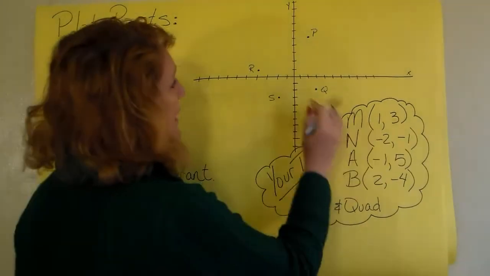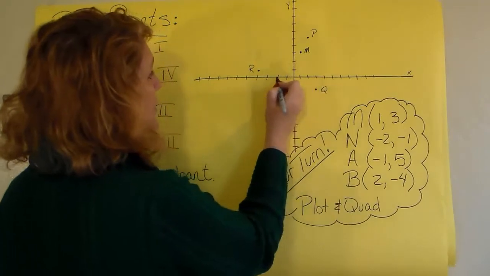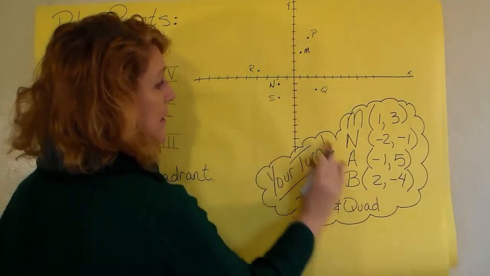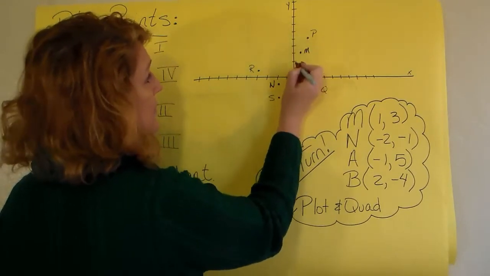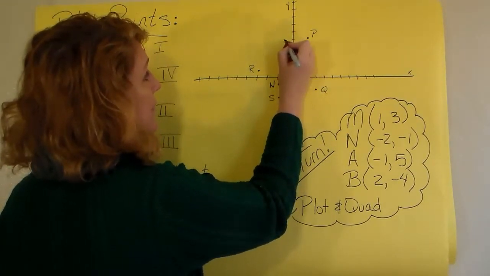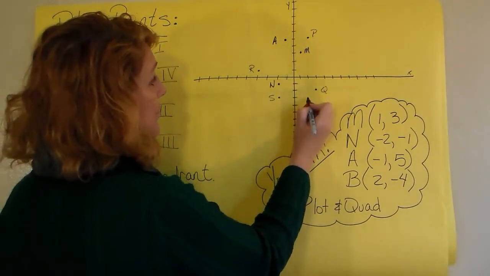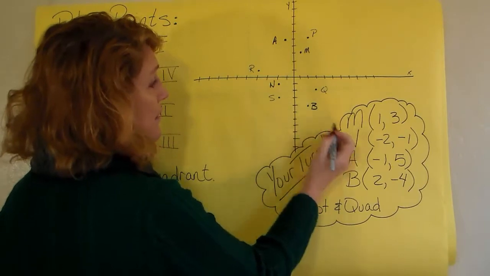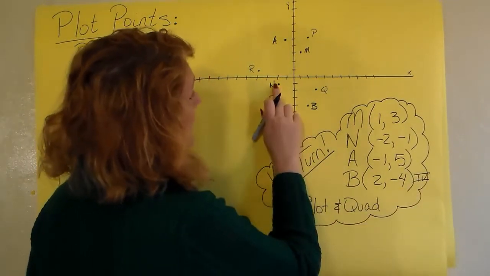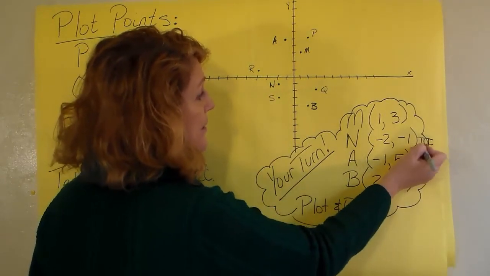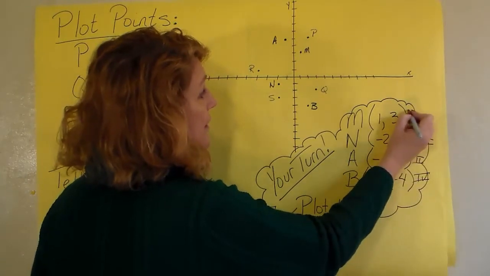All right. M is 1, 3. N is 2, 1. A is 1, 5. 1, 2, 3, 4, 5. And B is 2, 4. So B is in 4. N is in 3. A is in 2. And M is in 1.